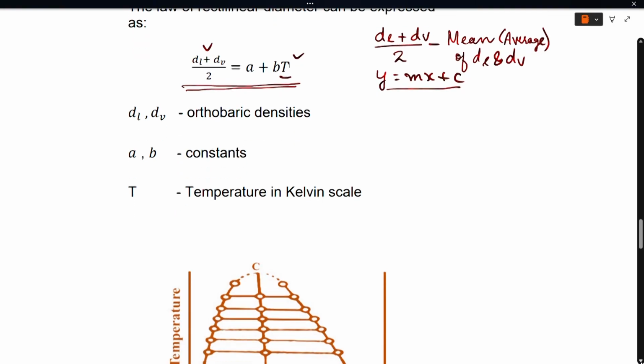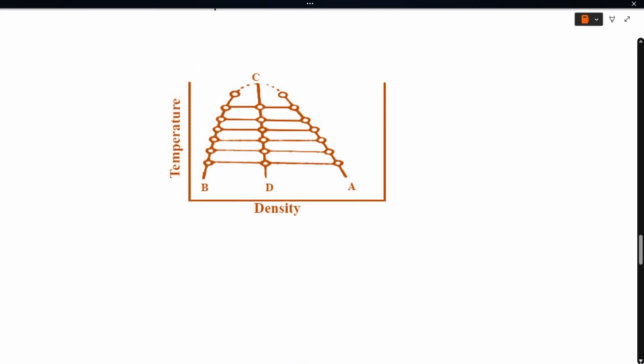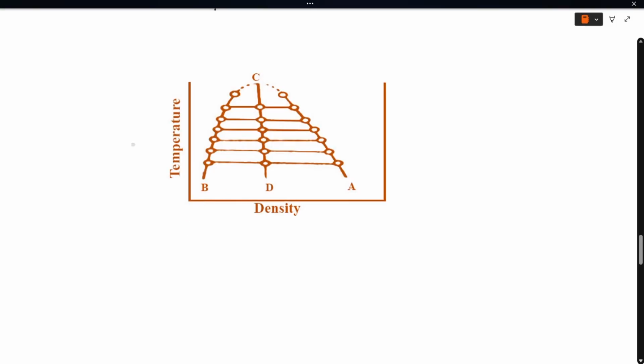Now, how to find this out? This is only the principle. Now, we have to find out the orthobaric densities, and from that, using Cailletet and Mathias law, we have to find out the critical volume. Here what we do is we take a small graduated tube, drawn just to show it is graduated.